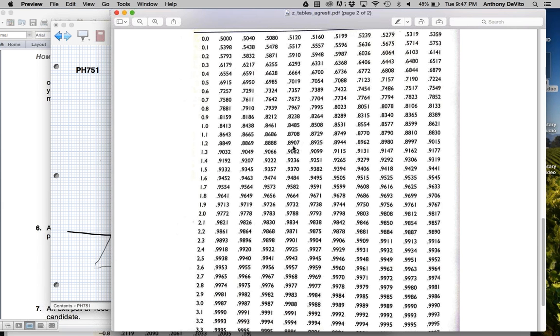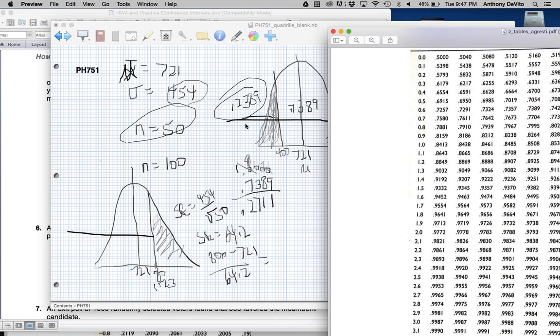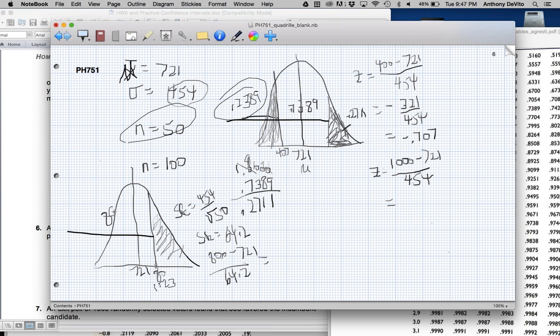1.20, 1, 2, 3, it's about 89%, right? So this area to the left of this is going to be 89%, right? So that's going to leave about 11%, 0.11, about 11% of the sample means of size 50 will be above a value of 800 milligrams. Okay, not the individuals, but the sample means.